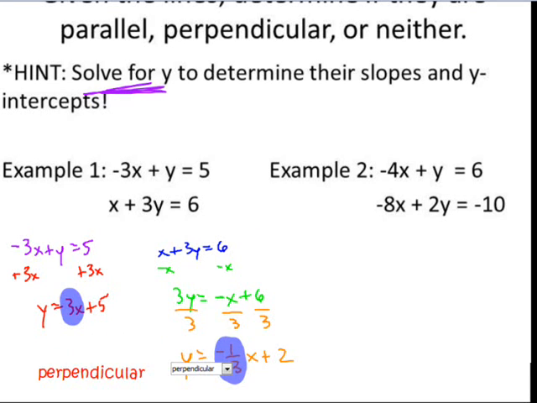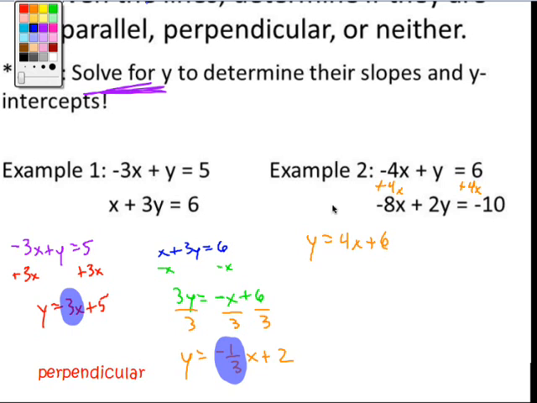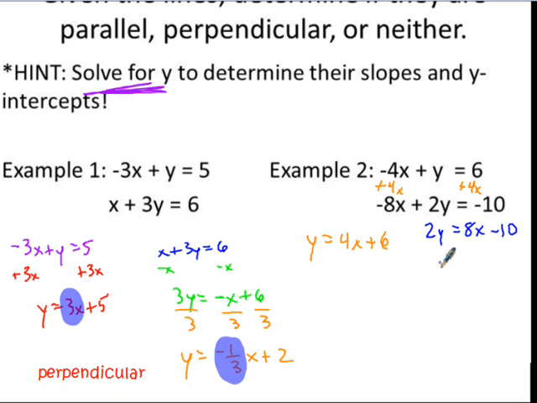Take a look over here. If we solve for y here, we're going to add 4x to both sides, and we get y equals 4x plus 6 for that equation. For the other equation, we're going to add x to both sides. So now we have 2y equals 8x minus 10. Divide both sides by 2, and I get y equals 4x minus 5. This is a 4, and this is a 4. So those two lines have the same slope, which means that even though they look completely different, those two lines are parallel.